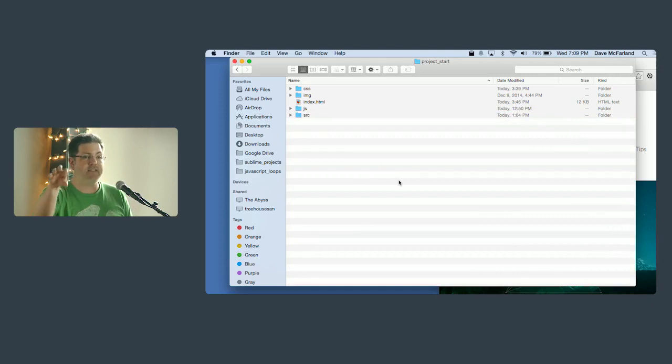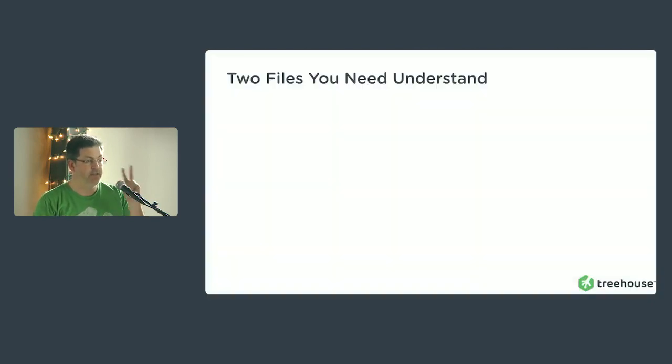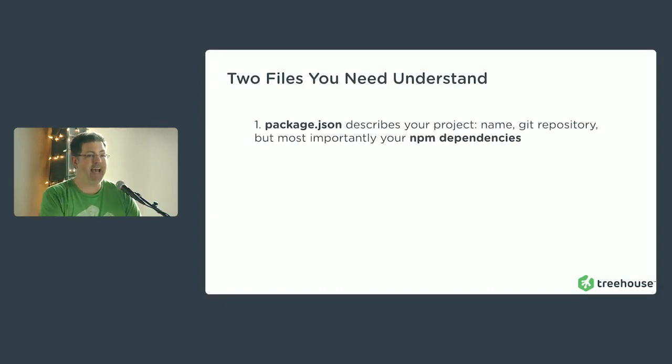Okay. We need to add some things to this directory, to this project, in order to get Grunt working for us. 2 files you need to understand. There's this thing called package.json. This isn't a Grunt thing, it's a node thing. And it describes your project, the name of the project, the Git repository you have for it, but most importantly, it keeps track of your npm dependencies. That is, it keeps track of the version of Grunt you have, it keeps track of the Grunt plugins you install, and it keeps that all in a nice little file that organizes the packages that you're using to make Grunt work. And Grunt needs that.